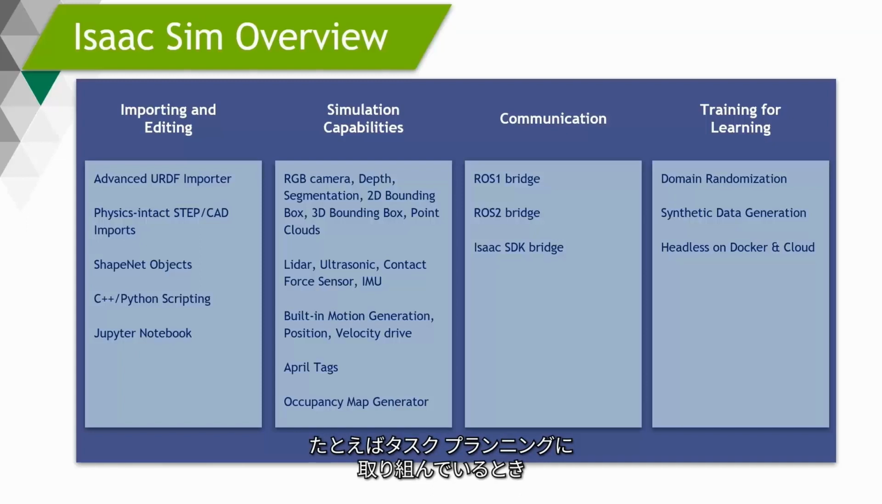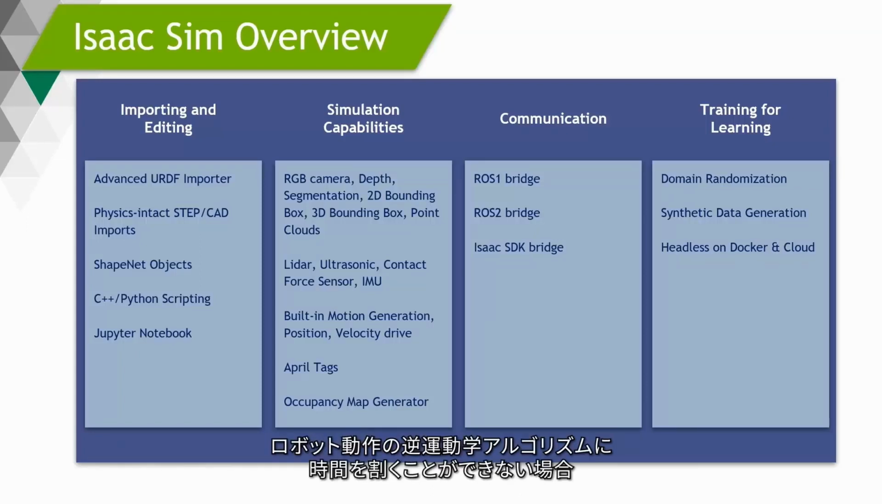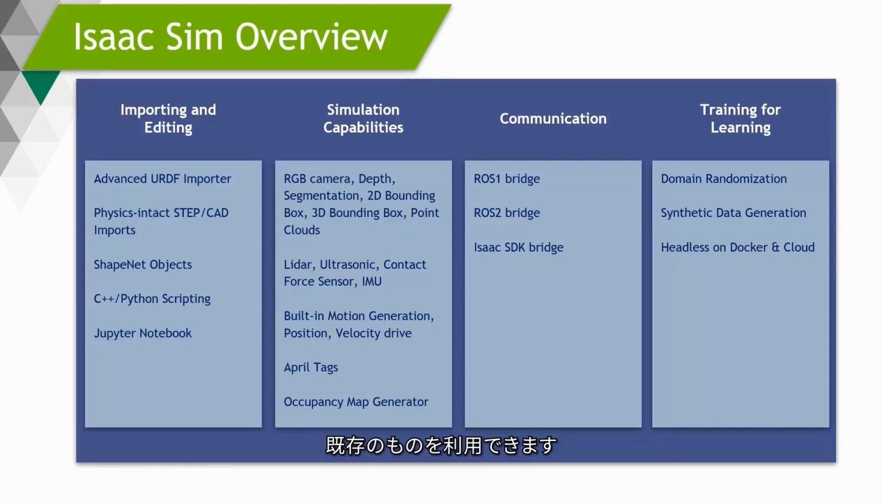For example, if you are working on task planning and you don't want to worry about finding your own inverse kinematics algorithms to run your robot, then we can provide that for you, as well as ground truth perception and segmentation data. You can obviously also connect up your own algorithms. You're not forced to use these built-in ones.